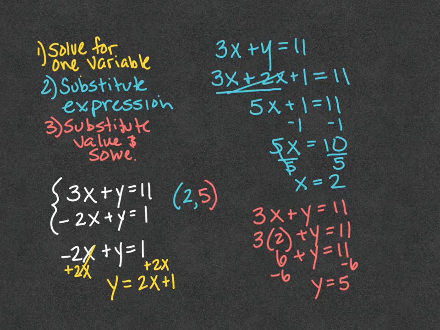The meeting point of each of these lines will be at 2 on the x and 5 on the y. That's the solution for this system of equations.